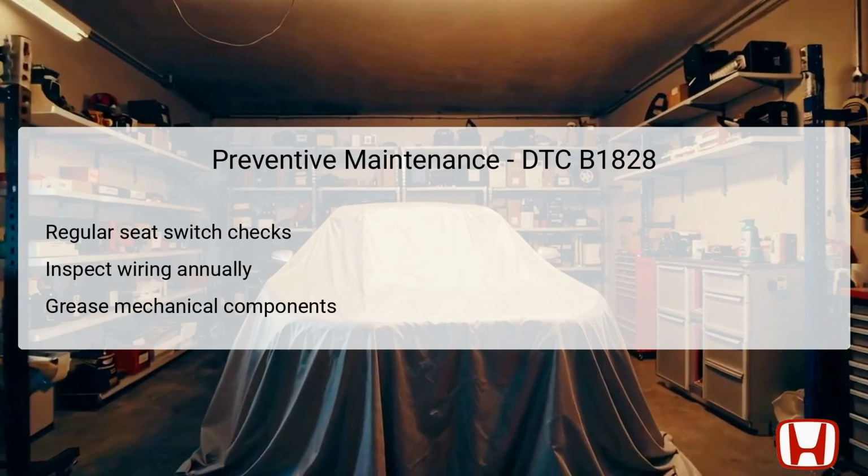Ensuring that the wiring is intact and free from corrosion will promote better electrical connections. Furthermore, lubricating mechanical components in the seat assembly will help prevent wear and ensure smooth operations over time. By following these best maintenance practices, the longevity and functionality of the power seat system can be significantly increased.